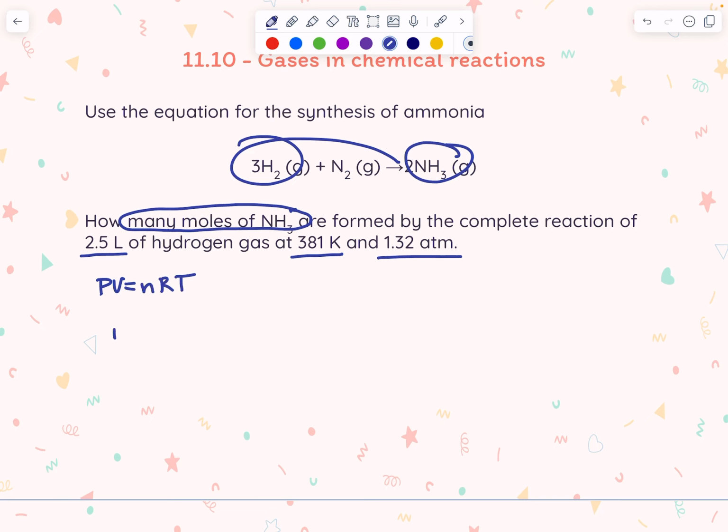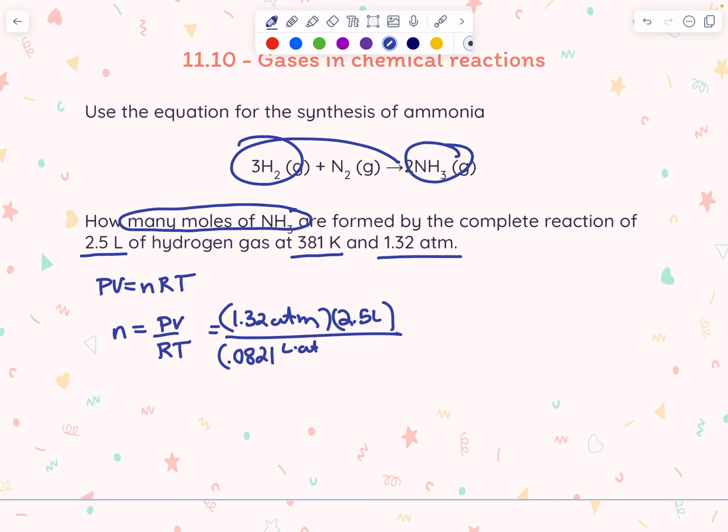Rearranged, the number of moles of gas is equal to PV over RT. So I have those numbers. I know that the pressure of the hydrogen gas is 1.32 atm. The volume is 2.5 liters. The R for atm is 0.0821 liters times atm over moles times Kelvin, and the temperature is 381 Kelvin.